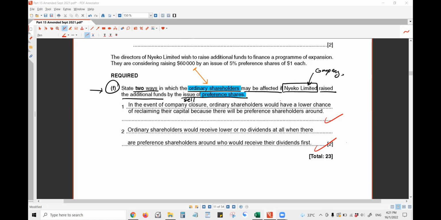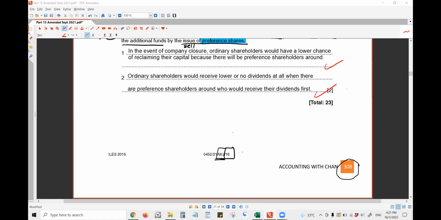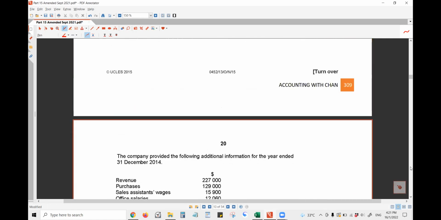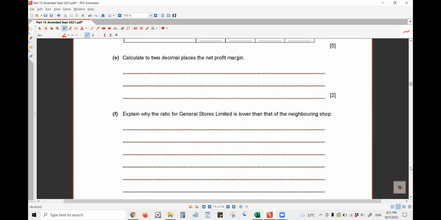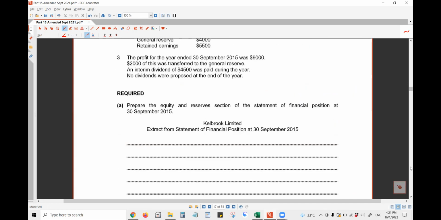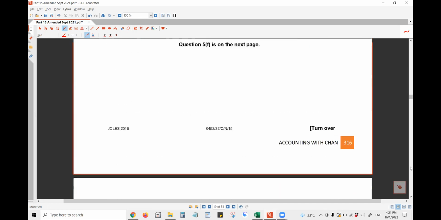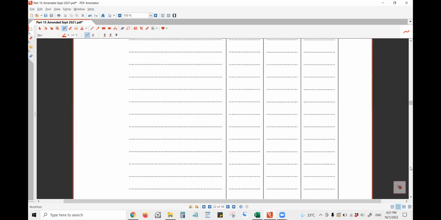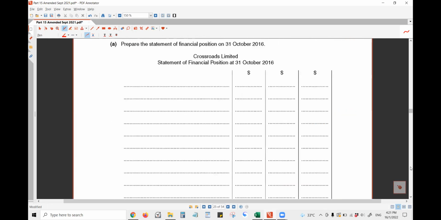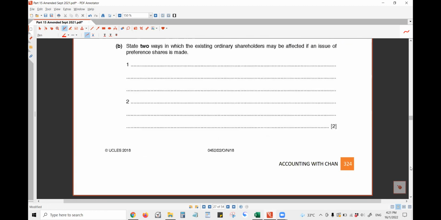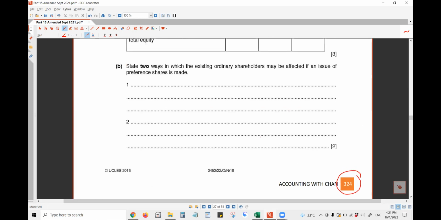I know some of you could be going for the exam in October, November 2022, but there's no harm learning the topic earlier. So let's move on to the next one. Let me see which one is suitable. Page 324.